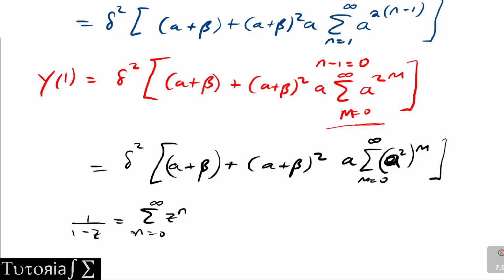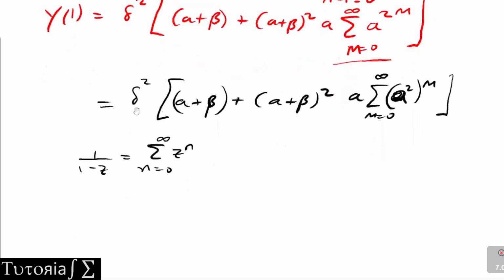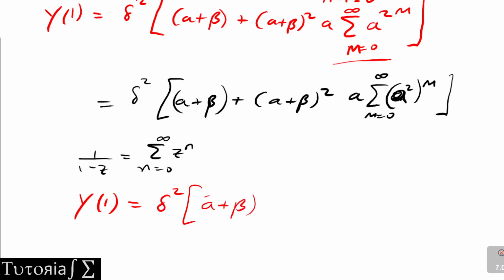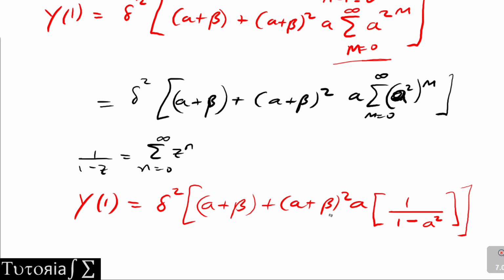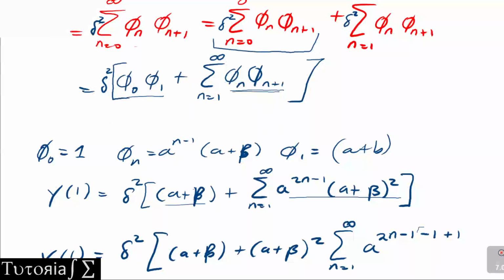So we have n here, which is this. So finally, y1 will be equal to this squared a plus beta plus a plus c squared a, then times 1 over 1 minus, so now this is our z, so this is a squared. Okay, so this is where y1 ends.